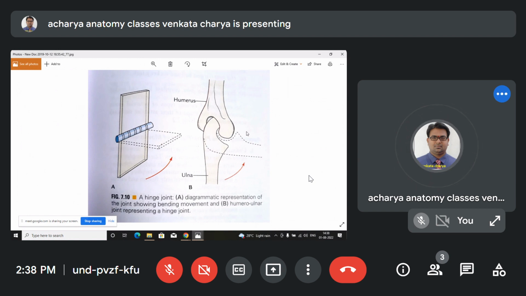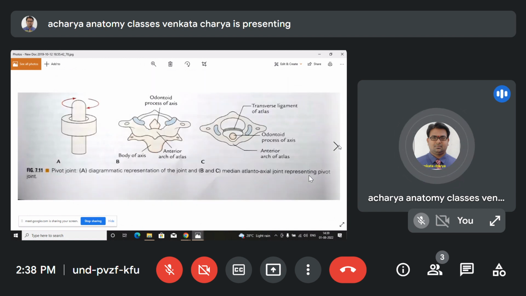Example. Humero-ulnar is an example of the hinge. Next, pivot type example. See here, pivot joint present. The pivot joint example is C1 and C2, atlas and axis. So atlanto-axial joint.